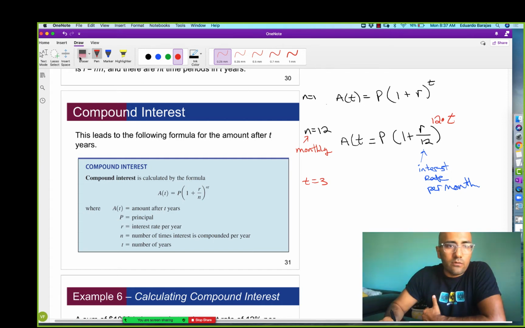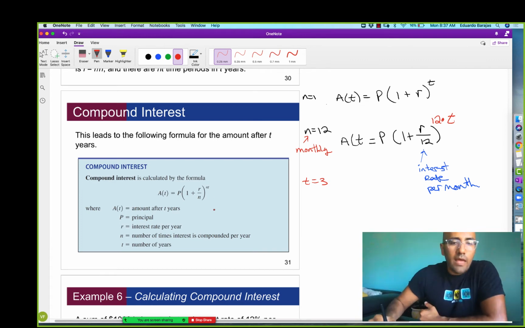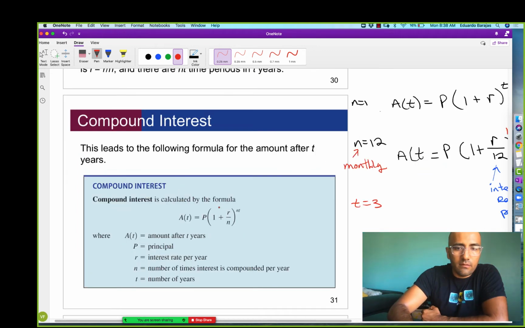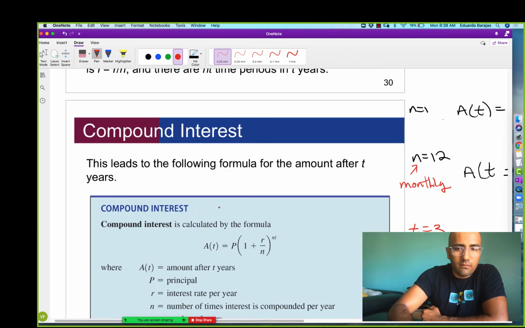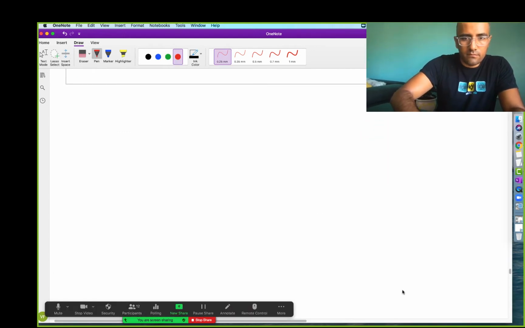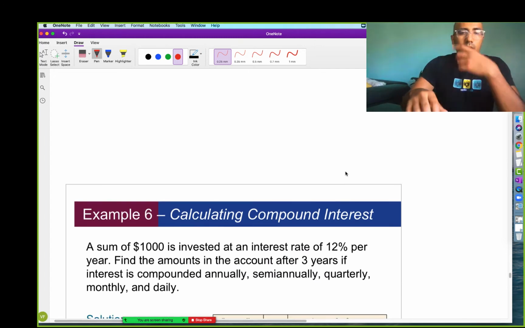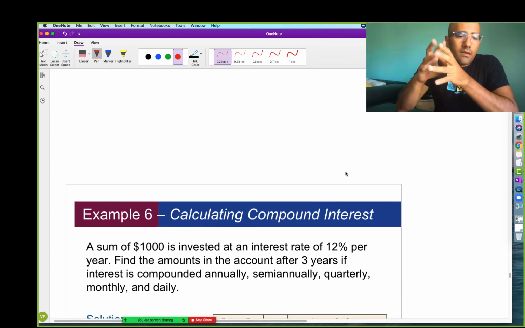Good. So in general, the formula is just based on n, the number of times that your account is going to be compounded per year. Any questions on this formula? Anybody? Okay, there we go. Good enough for now.